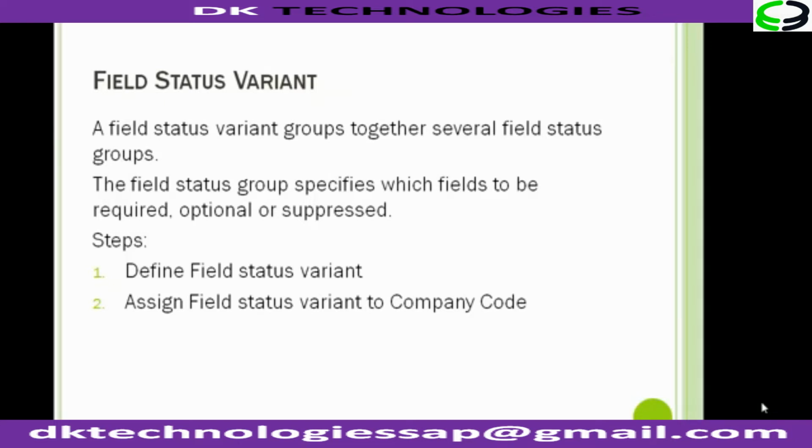So we'll be seeing that once we do the transactions in the SAP, which will give you a better clarification about how these fields work and how we can make those things required, optional, or suppressed. So we'll be looking at how we can define the fiscal year variant, and then how we can assign the fiscal year variant to the company code.